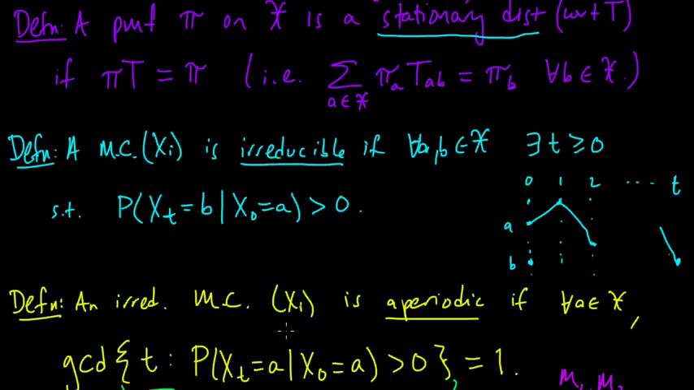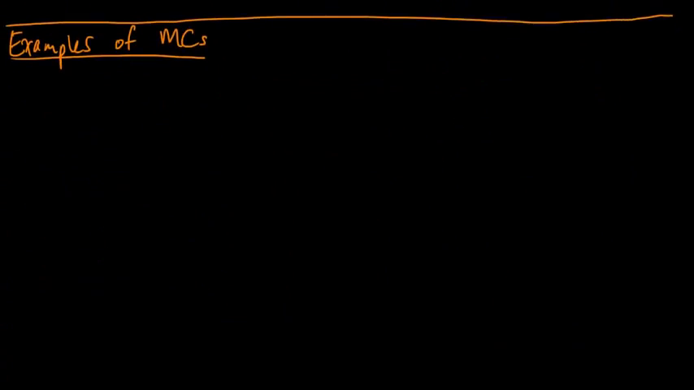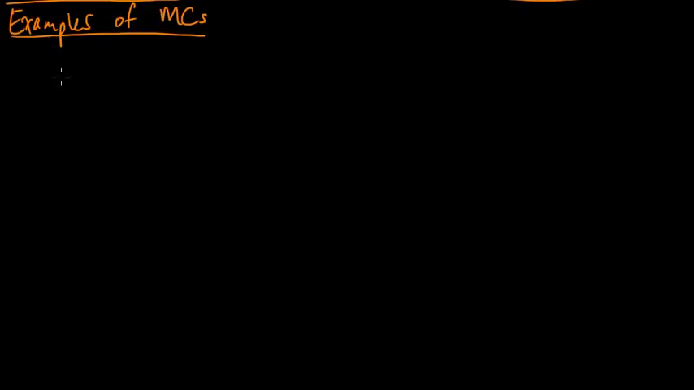When I defined aperiodicity, I only did it for irreducible Markov chains, and I did that because I was going to use a slightly different definition of aperiodicity that was simpler. But it turned out I ended up using the general definition, and so this holds even for Markov chains that are not irreducible. This is the same definition. Okay, so that was just a small generalization. And now let's look at some simple Markov chains.